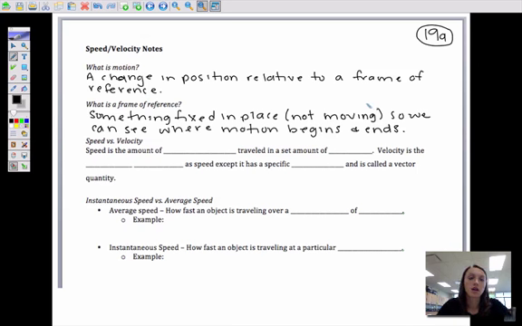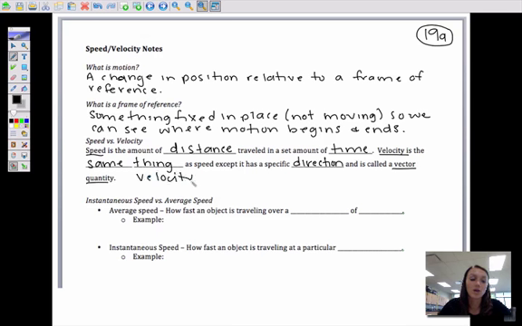Now, speed and velocity are kind of the same thing, but let's talk about how they're similar and how they're different. Speed is the amount of distance traveled in a set amount of time. Velocity is the same thing as speed, except it has a specific direction, and it's called a vector quantity. To sum it up in one sentence, velocity is speed with direction.